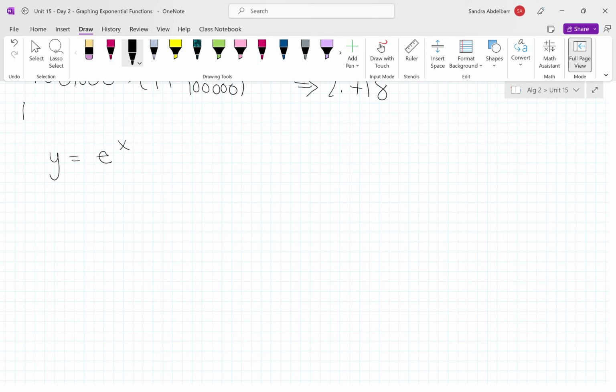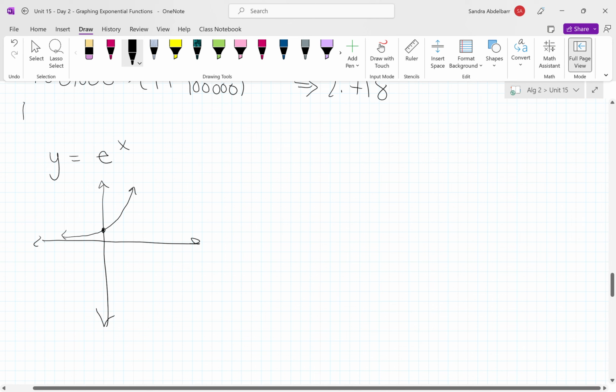So what does this look like? This looks like key point 0, 1. X-axis is our asymptote, and we are increasing.